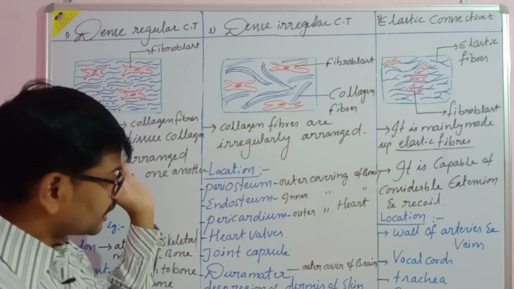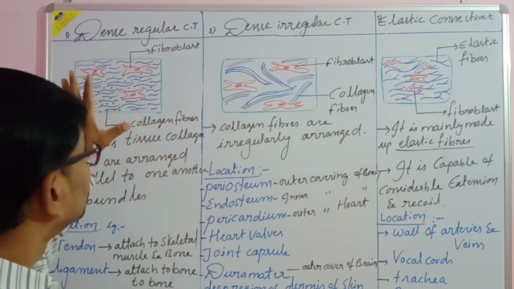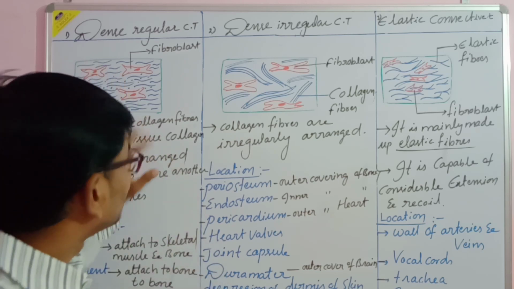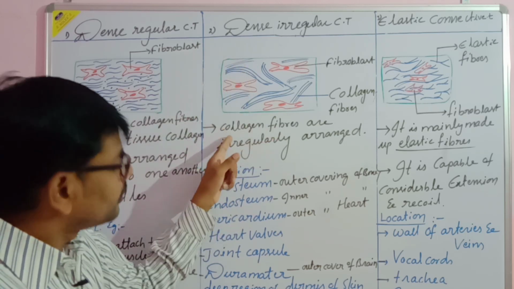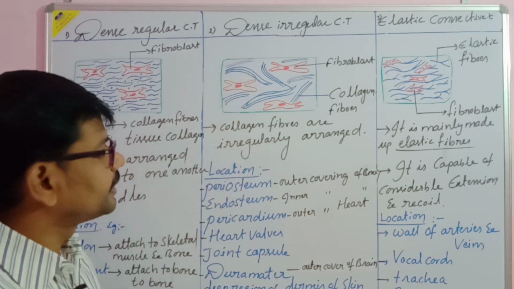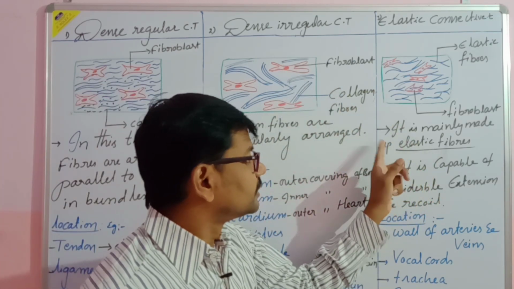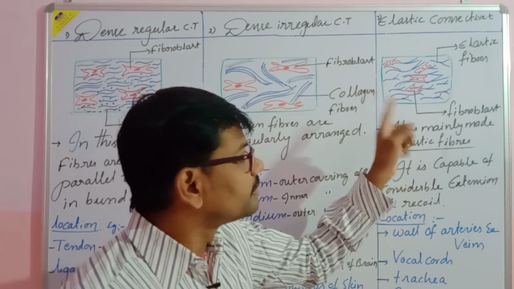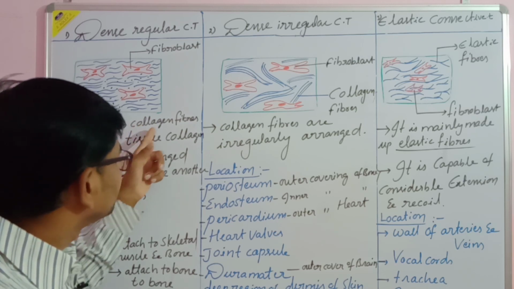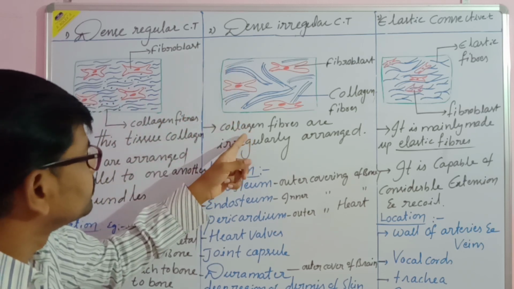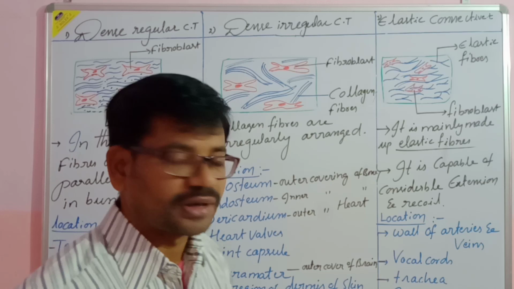If you compare dense regular, dense irregular and elastic connective tissue: dense regular connective tissue is made up of collagen fibers, it is a white fibrous tissue. Dense irregular is also made up of collagen fibers, also a white fibrous tissue. And elastic connective tissue is made up of yellow-colored fibers, which is called yellow fibrous tissue, right? So dense regular and dense irregular connective tissue are made up of collagen protein, and elastic connective tissue is made up of elastic protein, right?